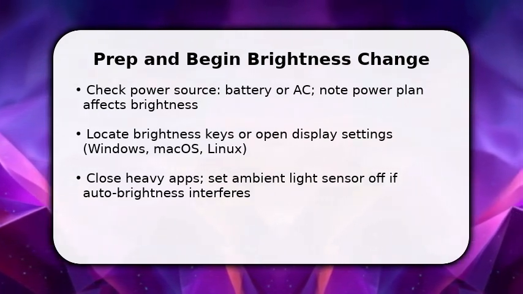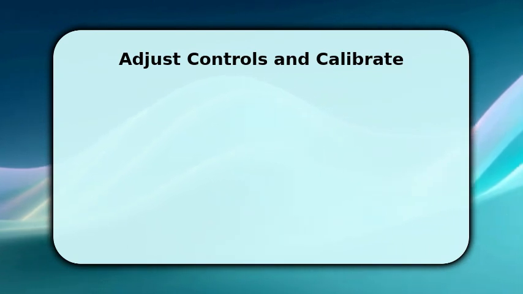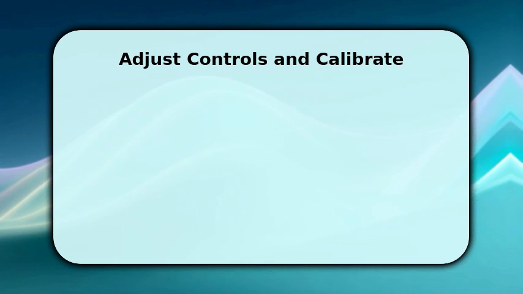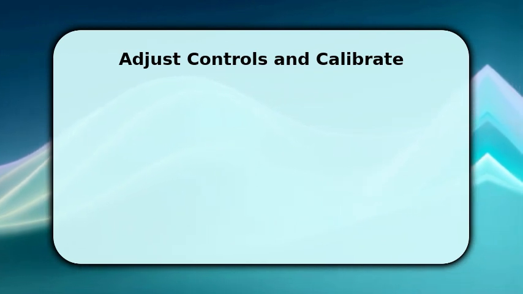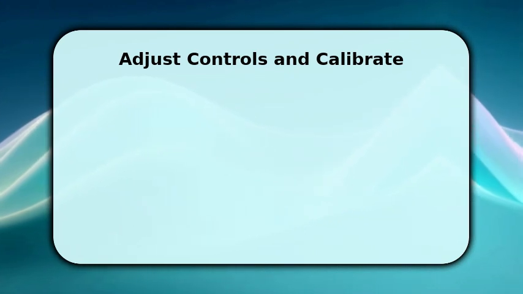Now you adjust and calibrate. Use the keyboard brightness keys for quick increments. Hold the key for continuous change or tap for step changes of roughly 5%, 10%. If you need a precise value, open the slider in display settings and nudge it slowly while viewing typical content.